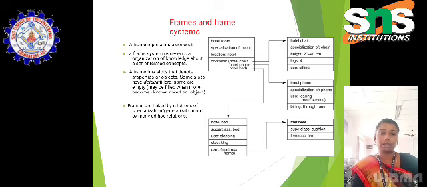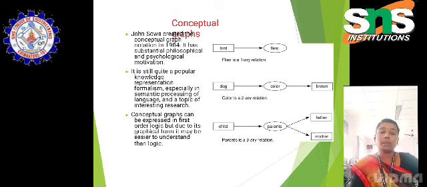Frame mattresses. And next is conceptual graphs. John Sowa created the conceptual graphs notation in 1984. It has substantial psychological and philosophical motivations. It is still quite a popular knowledge representation formalization, especially in semantic processing of language, and a topic of interesting research. For example, bird, it can fly and it can sit. It is a unary relationship. And a dog, it contains a color like brown, black, or white, and it's a binary relationship.